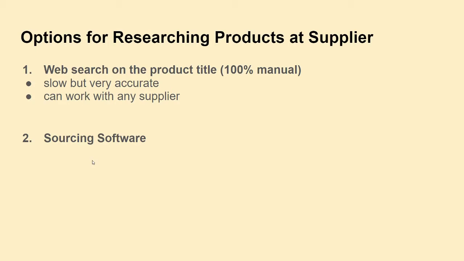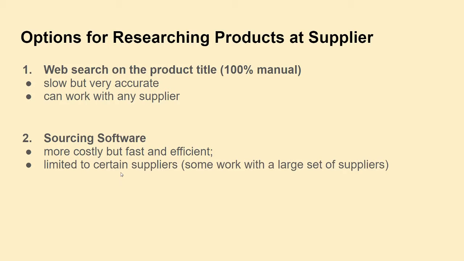So with the 100% manual method, you're going to find things that you would not find otherwise. Now, number two is to use sourcing software. The thing about the software generally is that it's more costly, but it's really fast and efficient, and in fact, it will match the product and it's going to tell you the profit right away at the same time. So that's a huge benefit. But the thing is, it's kind of limited in that they're only going to be programmed to certain suppliers. But a lot of them do work with a large set of suppliers, so you have a lot of suppliers to pick from. But if you have some specific supplier that you want to try that's not in their list, then that's not going to work with that software.